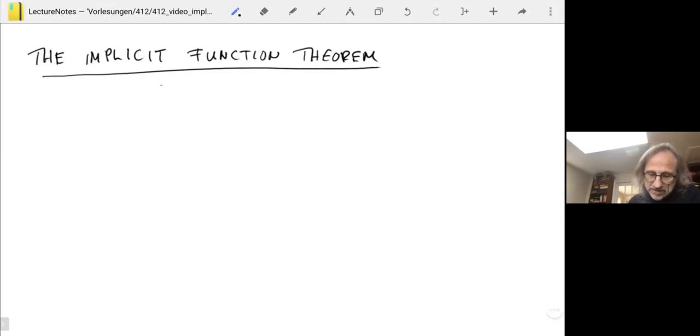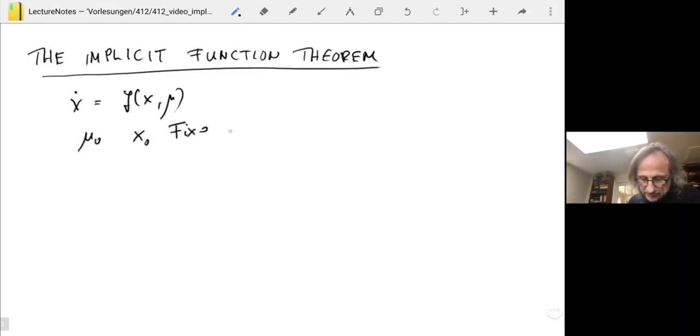Okay, so let's look at that. Let's look for simplicity first in just a one-dimensional system. So let's imagine we have x dot equals f of x, and we allow ourselves a parameter mu that we change. And we assume that for the value mu naught, we actually have a fixed point x naught. So that would be a fixed point.